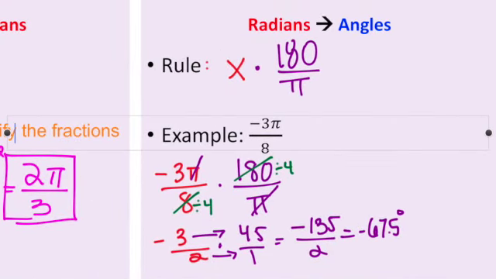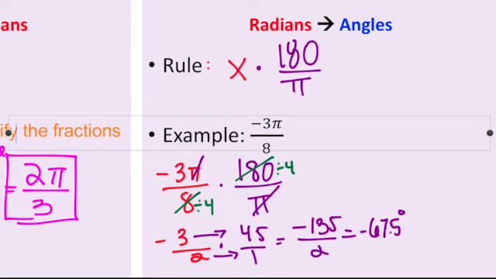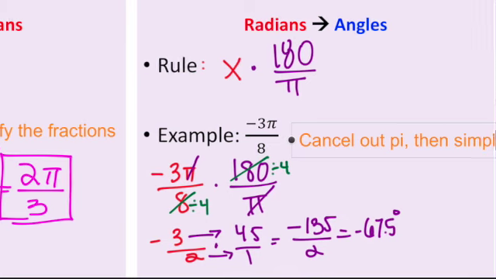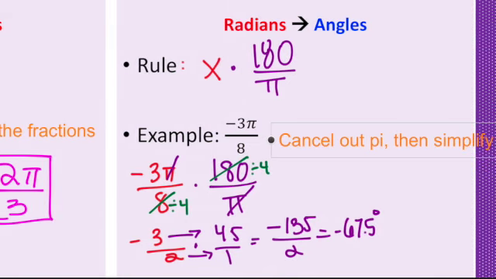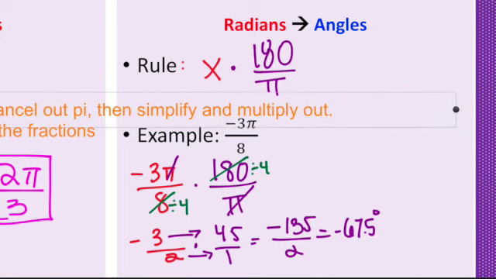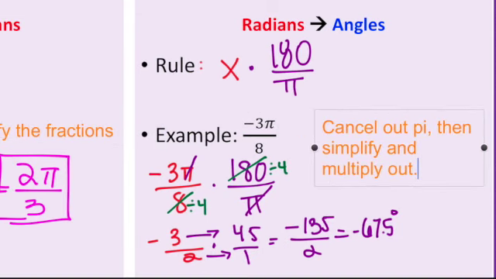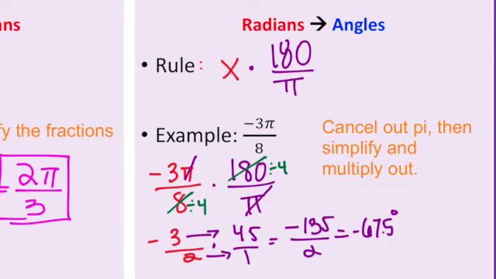So our rule for the radians is going to be: for radians, we are going to want to cancel out the pi. Cancel out the pi, then simplify and multiply out. All right, so that's exactly what we did, right? We canceled out the pi's. Then I simplified the 8 and the 180, and then I just multiplied straight across and divided.